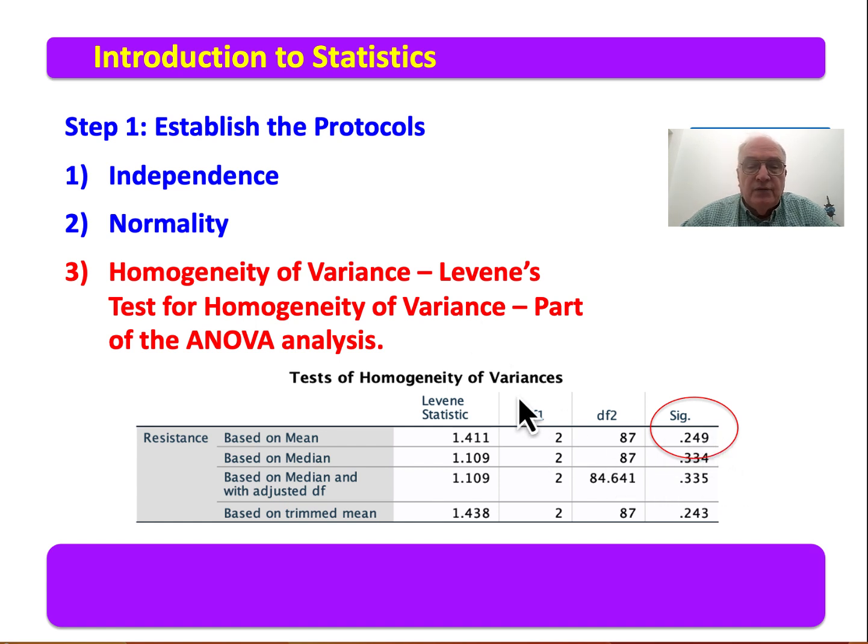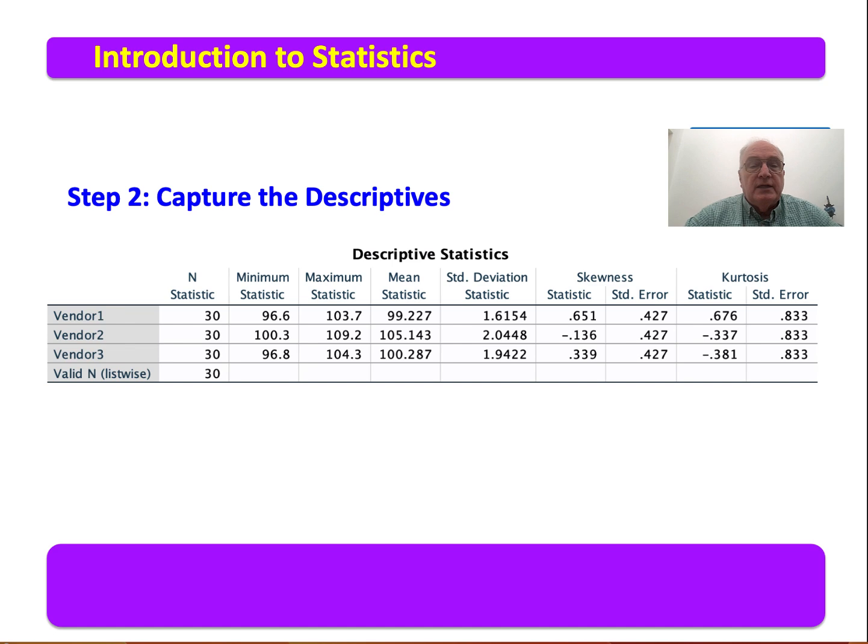And you will get this table that comes up. I have selected based on the mean, and the significance is 0.249. Now, the thing we have to do here is interpret this. If there is a difference, then the significance will be less than 0.05. And if there is no difference, then the significance will be more than 0.05. So we discovered that there is no significant difference. So we've established independence, we've established normality, and we've established homogeneity of variance. So we meet all three conditions.